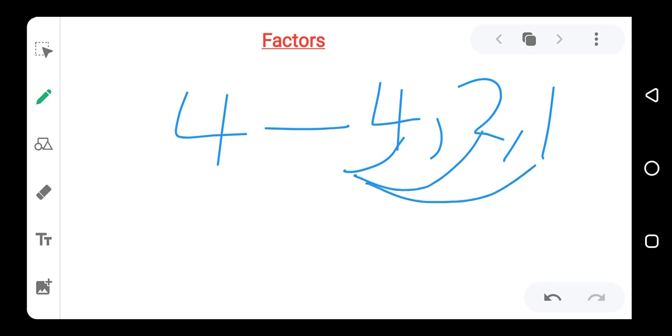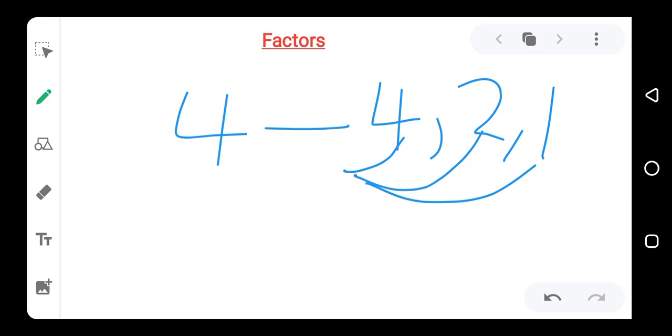4, 2, and 1. Please note that this is important. If you are asked to find the factor of any number or the factors of any number, the number itself and 1 are always part of the factors, because every number can divide itself and 1 can divide any number. Therefore, 1 and the number itself are always included as the factors of any particular number.